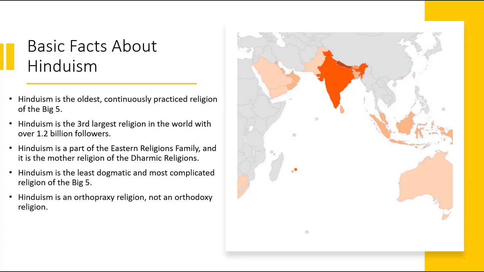It's not an orthodoxy religion. Orthodoxy is from the Greek, again ortho meaning right, correct, and doxy from doxeia, meaning teachings or beliefs. A good example would be that Christianity is an orthodoxy religion. Islam is, to some extent, both an orthopraxy and an orthodoxy religion, but more so an orthodoxy religion. It's obsessed with having the right beliefs, the right belief systems. Again, back to my other point up here, Hinduism is the least dogmatic, so therefore it is not an orthodoxy religion. It's an orthopraxy religion.